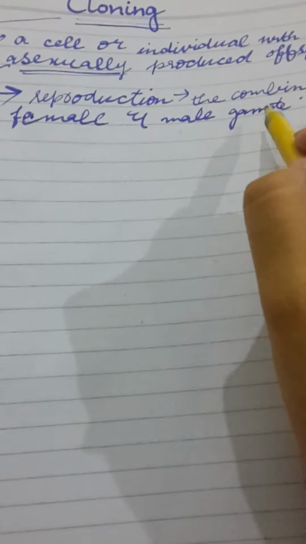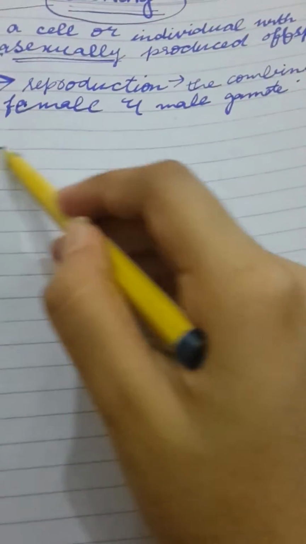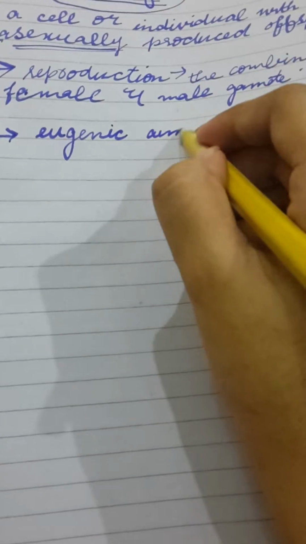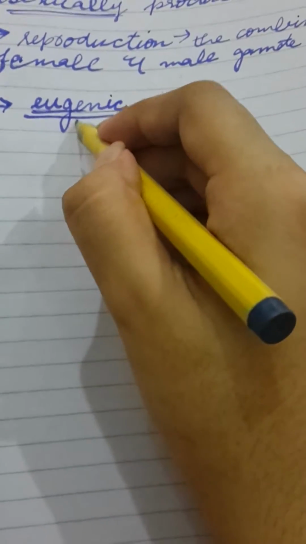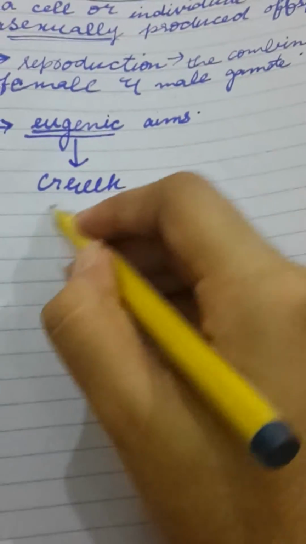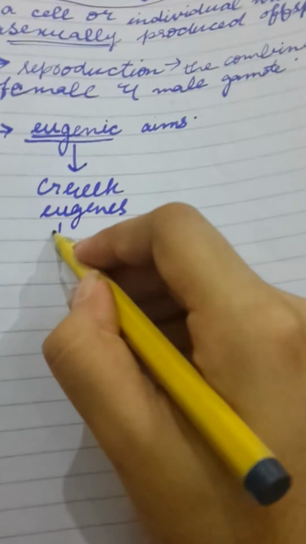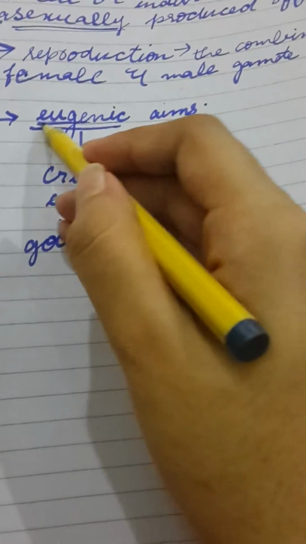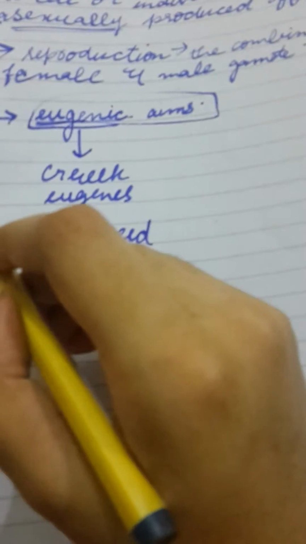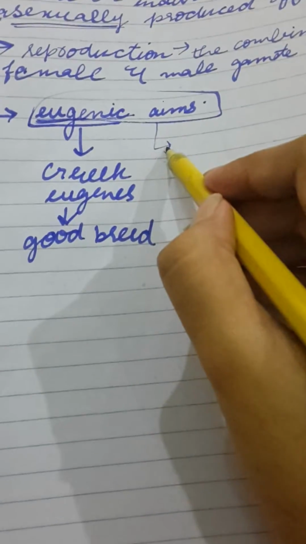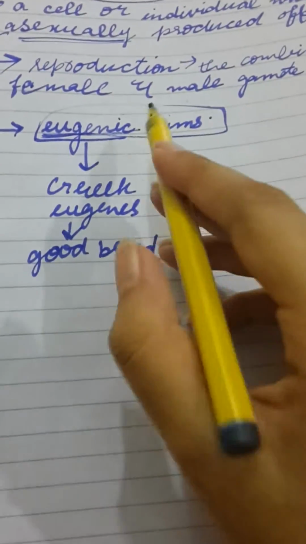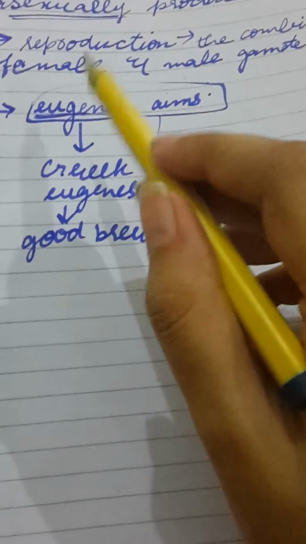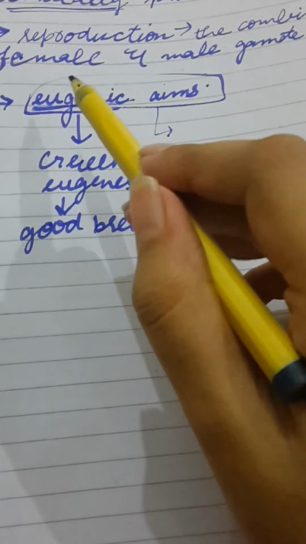Then why do we use cloning, for which purpose? The reason is that we use it for eugenetic aims. This word eugenetic has come from the Greek word eugenes, which means good breed. Eugenetic aims are basically related to healthy or better offsprings. For this purpose, cloning is used to form an exact duplicate of the individual from which the cell is taken.